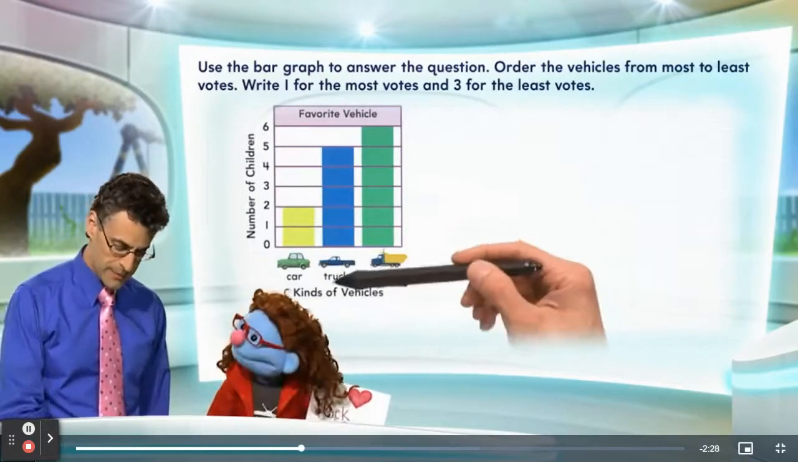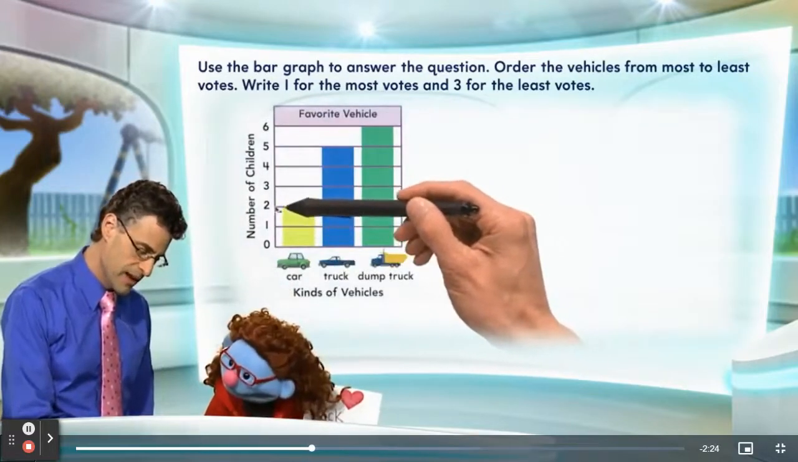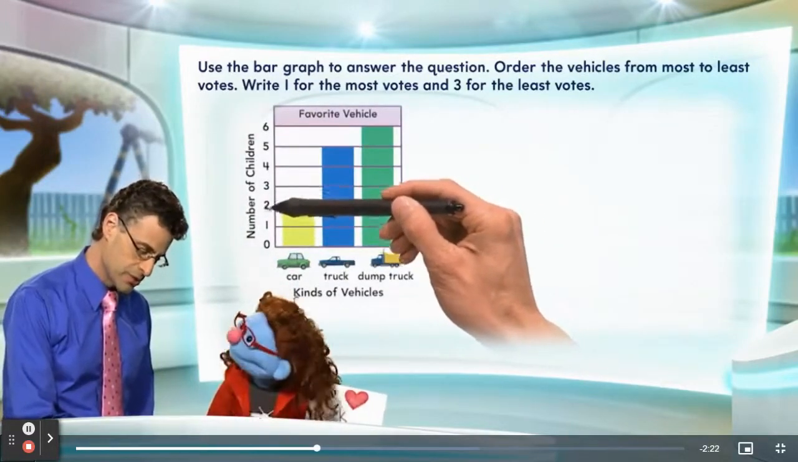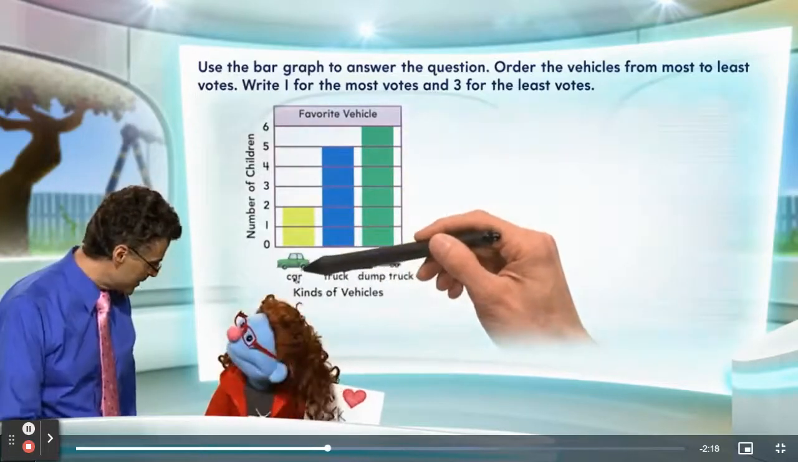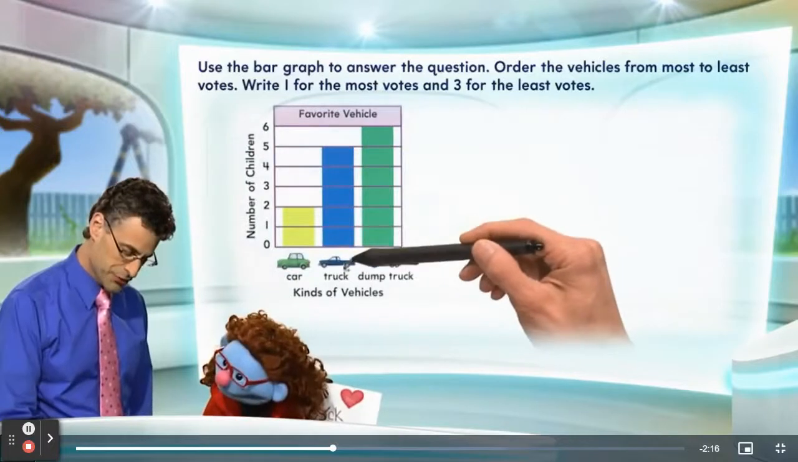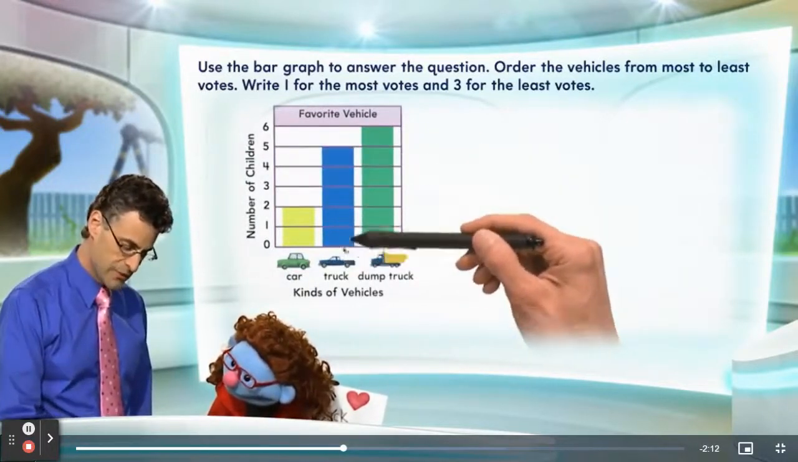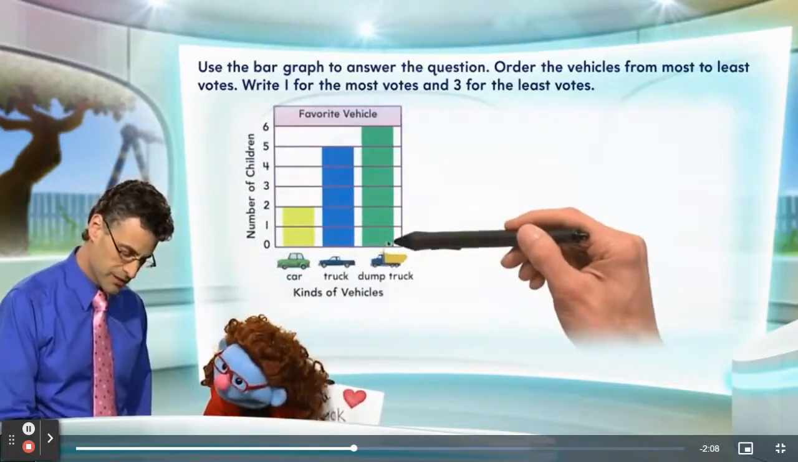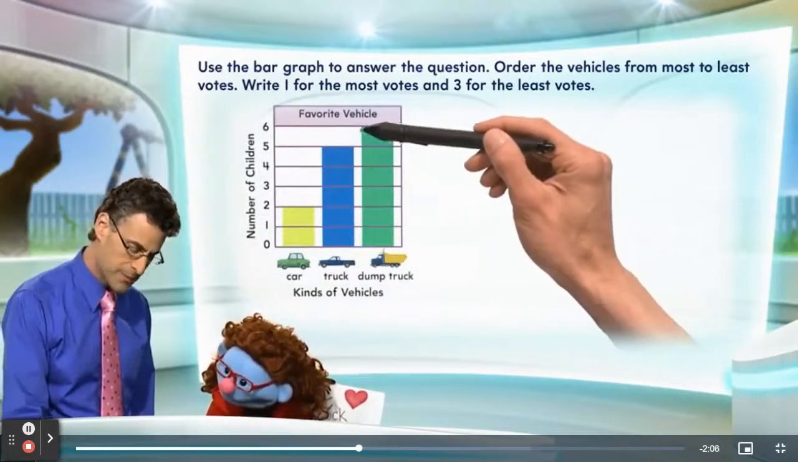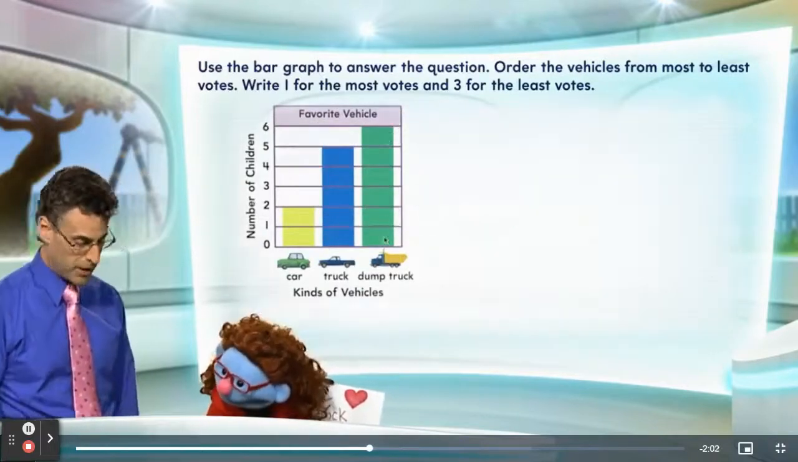And the way you read the bar graph is you see where the color ends, and the color ends at a number, and that represents, in this case 2, the number of children that actually pick the car as their favorite vehicle. And here with truck, you see that blue goes all the way up to 5, which means that 5 children actually pick the truck as their favorite. And then the dump truck goes all the way up to the top there, which if you go over, you see represents 6. So that's how you read a bar graph.